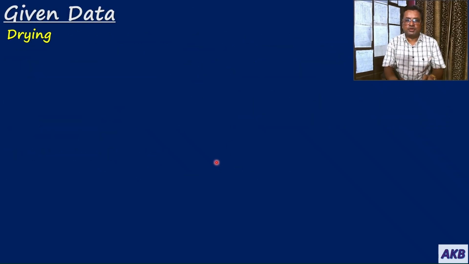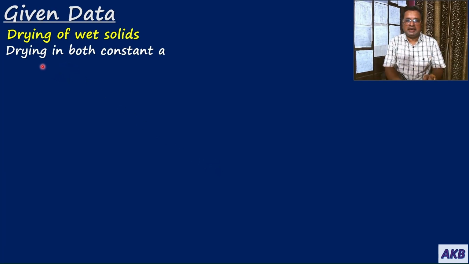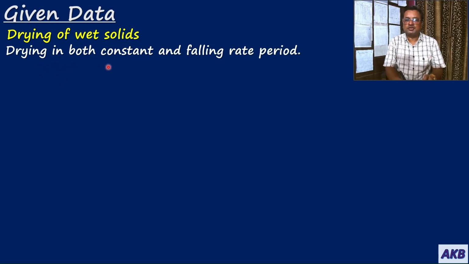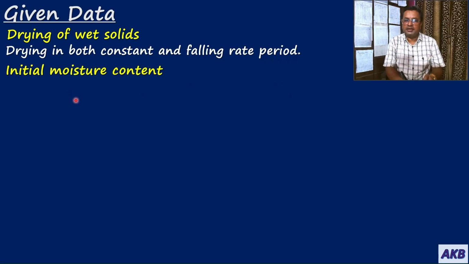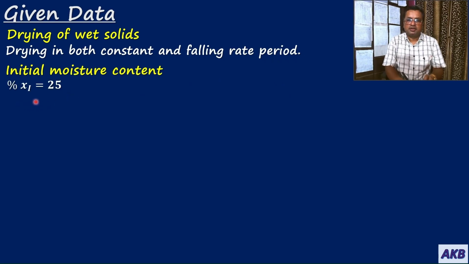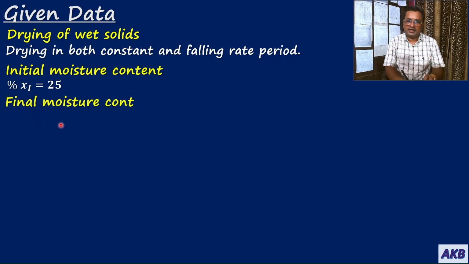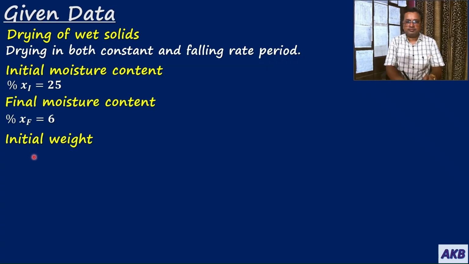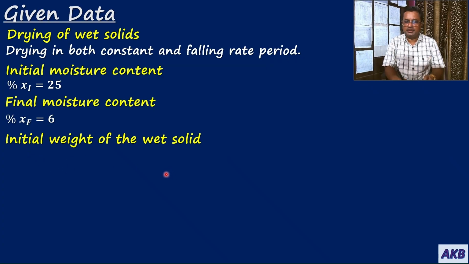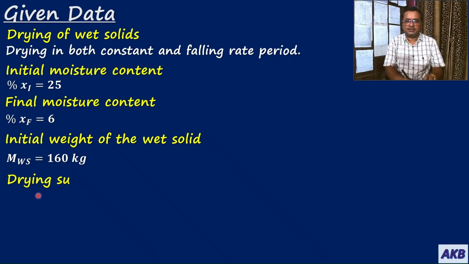So first let us list what is given to us. We are considering drying of wet solids, and in this case drying is taking place in both constant and falling rate period. Initial moisture content is given on weight basis, so percentage small xi is 25. Final moisture content is also given on weight basis, so percentage xf is 6. Initial weight of the wet solid, we denote that by MWS, it is 160 kg.